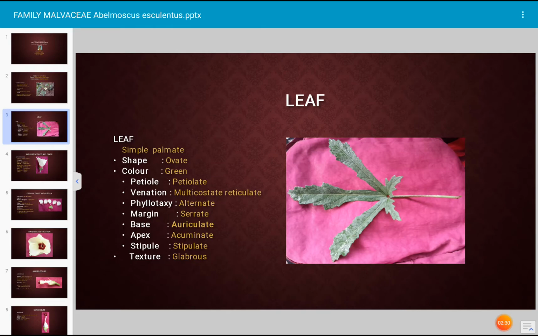Main veins are, in each lobe one main vein is there. Many costa are there. That means because of the division of the lamina, 3 to 5 costa are formed in the leaf. As such, the venation is reticulate. It is multicostate reticulate venation. Main veins are more than one. That is multicostate reticulate venation.